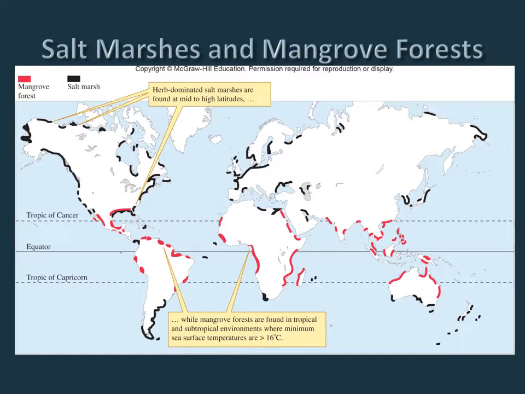Here's a picture of where you get salt marshes and mangrove forests. You have herb or small plant dominated salt marshes found at mid to high latitudes, so all this black here. And then mangrove forests are found in tropical and subtropical environments where the minimum sea surface temperature is greater than 16 degrees Celsius.